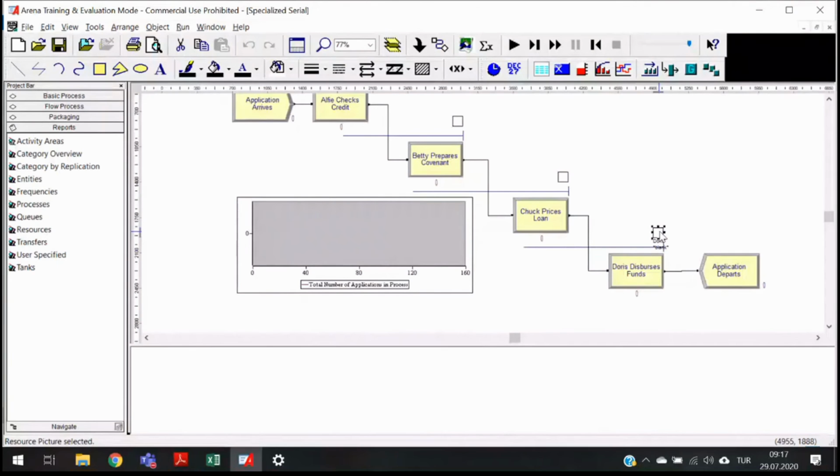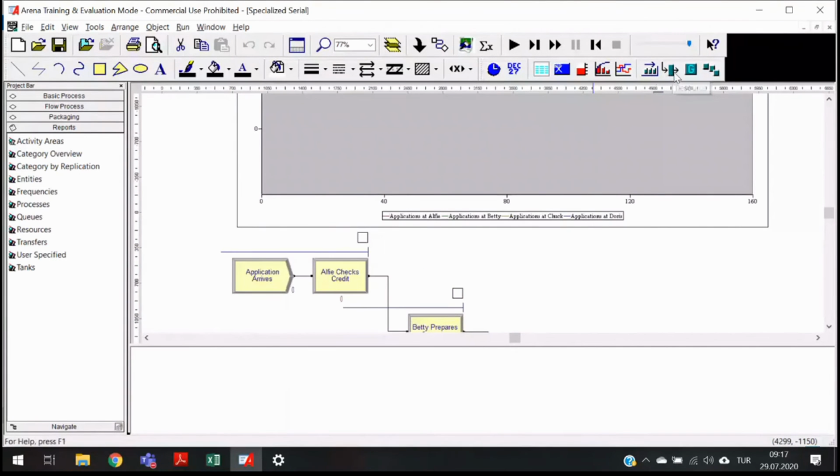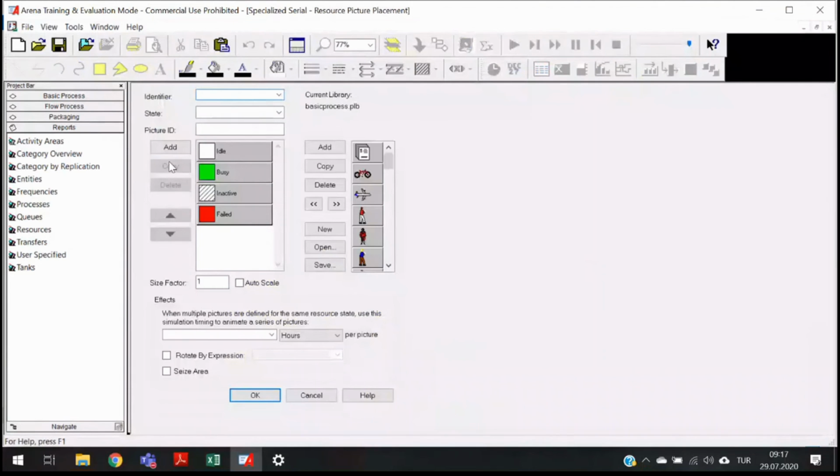So how do you enter it? We have resource animation here. You can relate each animation by introducing them. You choose one of them and introduce it, and you relate it with the resource, any resource that you like. When they are idle, they will become white, and when they are busy, they will become green.